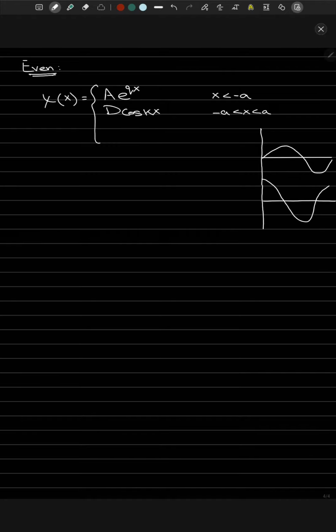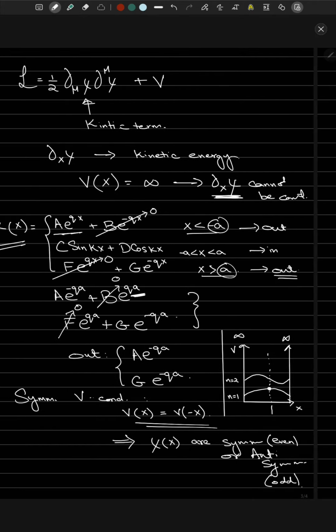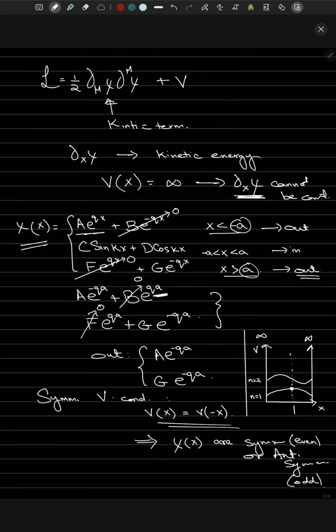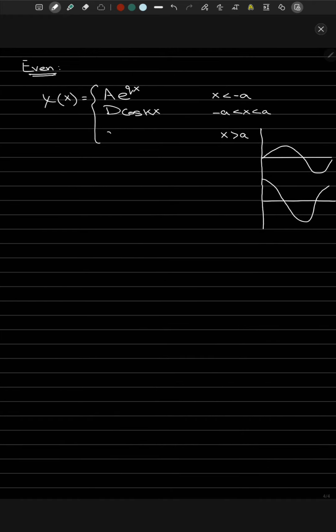And then finally for x greater than a, we have this thing. So it's G e to the power minus qx.